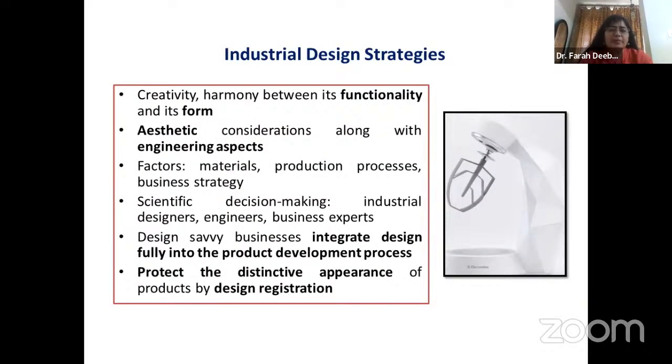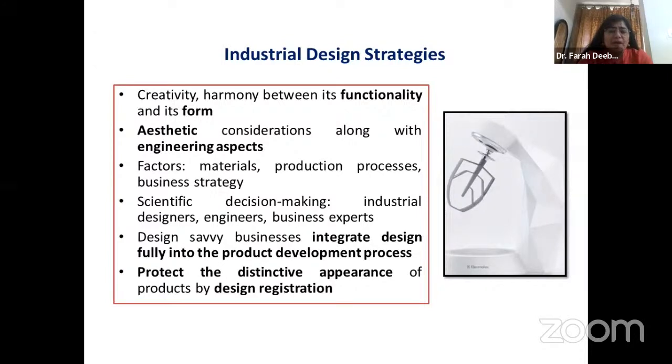And then there should be harmony between the functionality and the form. So you have a machine, the way it is packaged, the way it is presented, and how you hold it. So all that matters. So there are aesthetic considerations and there are engineering aspects. And that will define the material that goes into it. What will be the production process? What will be the strategy of pushing it into the market?